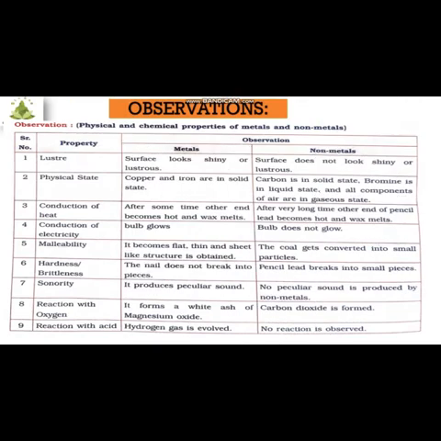Students, this is the observation table that I was talking about. Can you see the serial number? It has a total of 9 properties. The very first one is luster. For the observation of metals and non-metals, there are 2 columns. For metals, luster: the surface looks shiny or lustrous. Remember the copper vessel that we washed with lemon and water? It was shiny, it gave a luster. Non-metals: the surface does not look shiny or lustrous. Remember the piece of coal that we tried to wash with water?